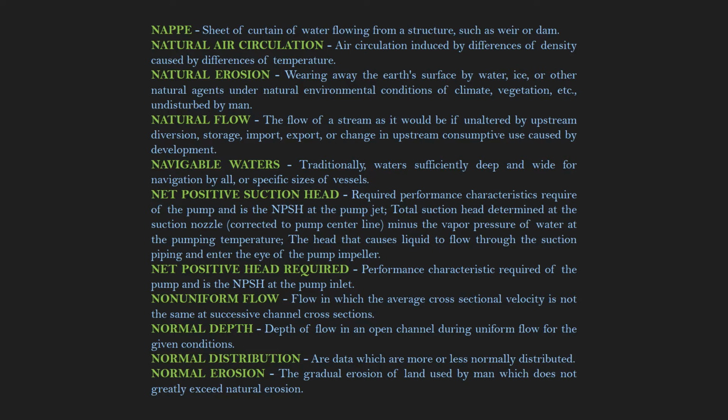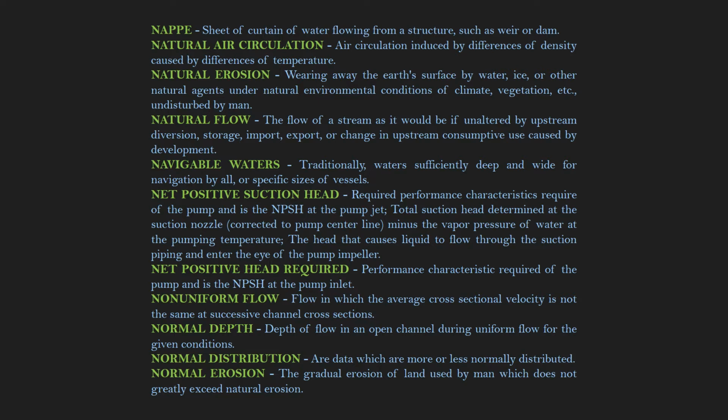Natural erosion. Wearing away the Earth's surface by water, ice, or other natural agents under natural environmental conditions of climate, vegetation, etc., undisturbed by man. Natural flow. The flow of a stream as it would be if unaltered by upstream diversion, storage, import, export, or change in upstream consumptive use caused by development.